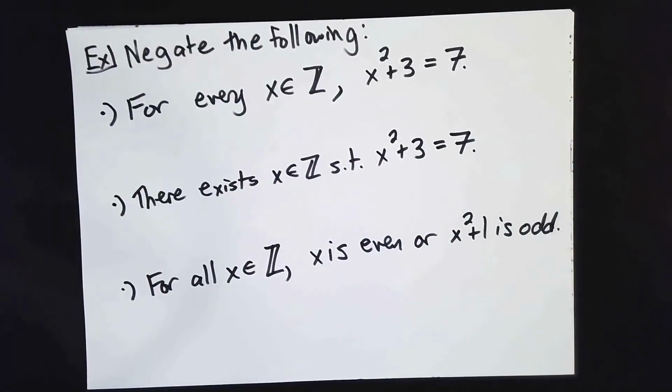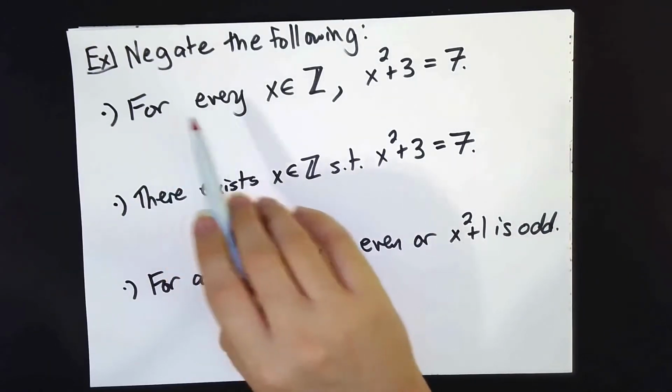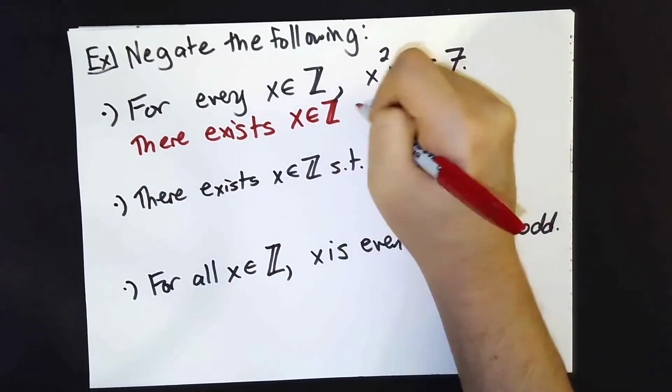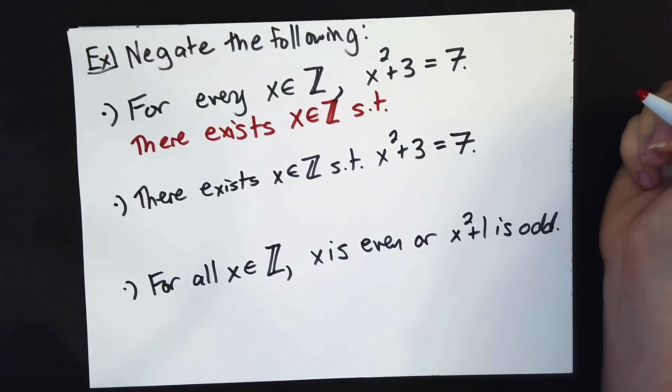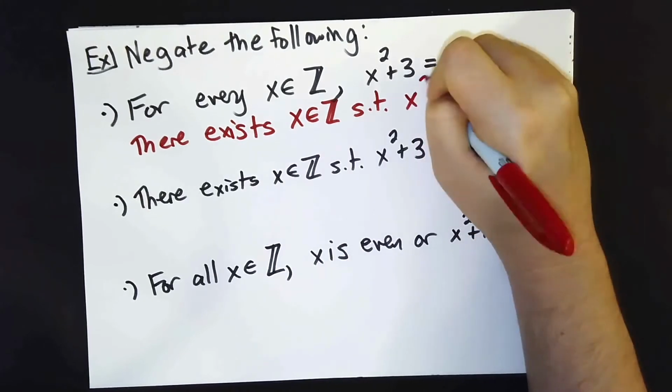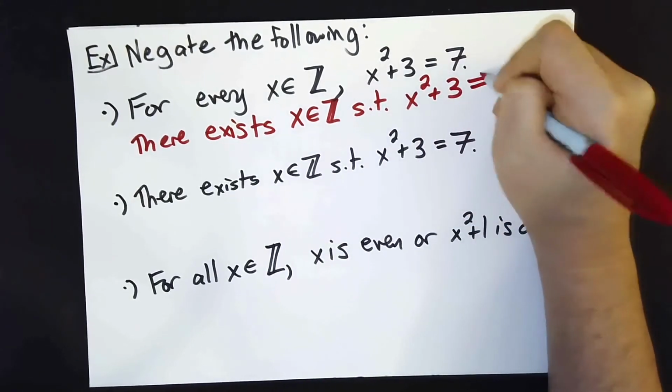So let's do another example where we practice negating some of these statements. Again, I'd really encourage you, pause the video, and write down a quick negation of each of these. Just make sure you're in good shape to write down these negations, because this is something we're going to be doing a lot. So we know here this "for every" is going to become a "there exists x in Z such that." And so the negation of x squared plus 3 equals 7 is x squared plus 3 is not equal to 7.